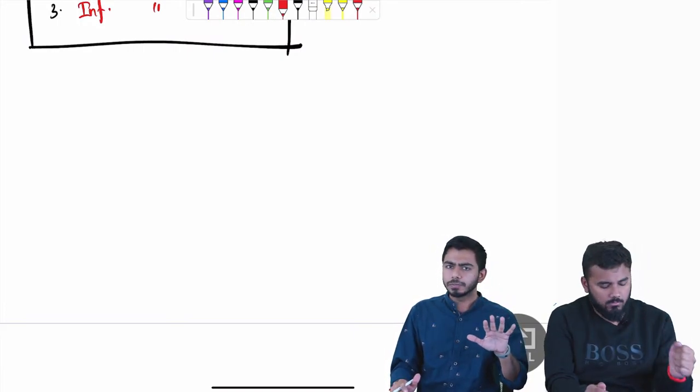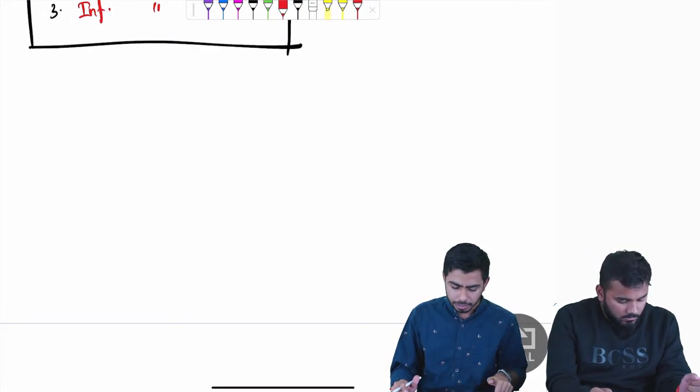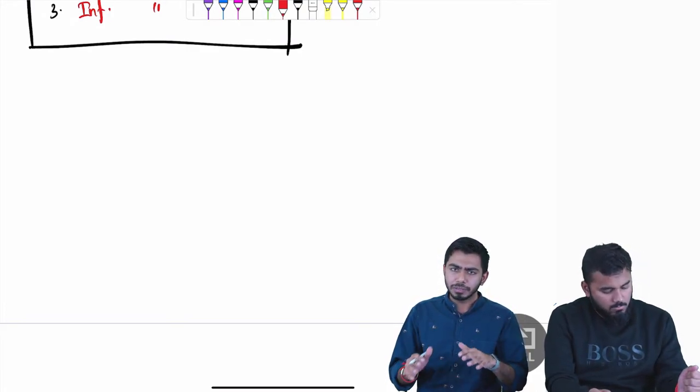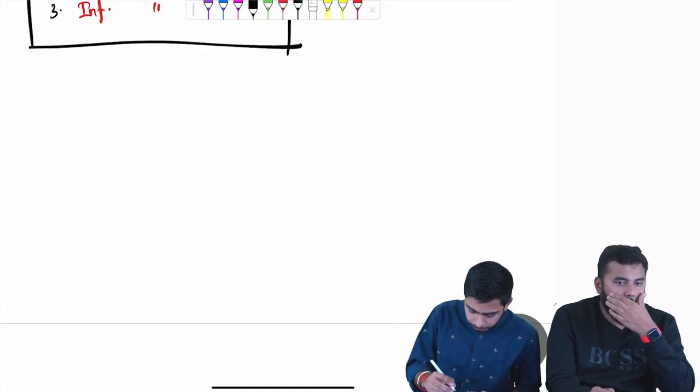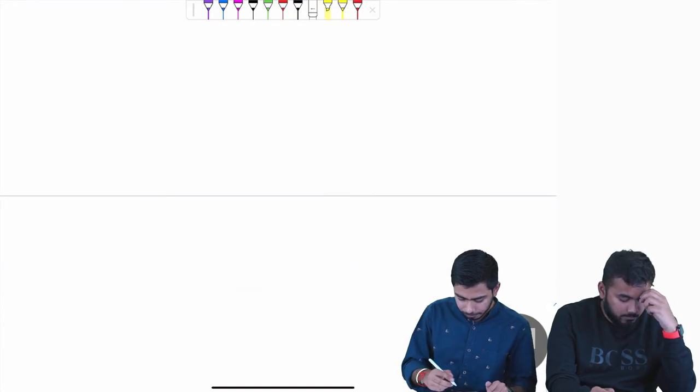Basically it has two types: acute and chronic pancreatitis. But I will be focusing mainly on acute pancreatitis first. So we are beginning with acute pancreatitis, guys. Let's begin.